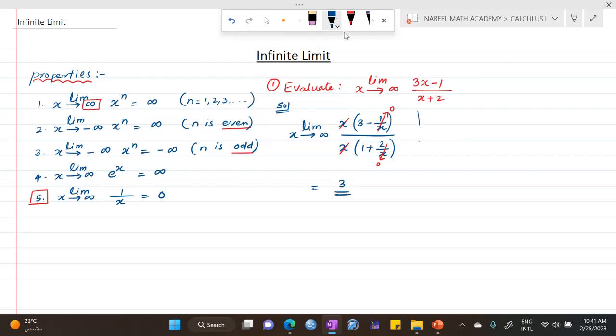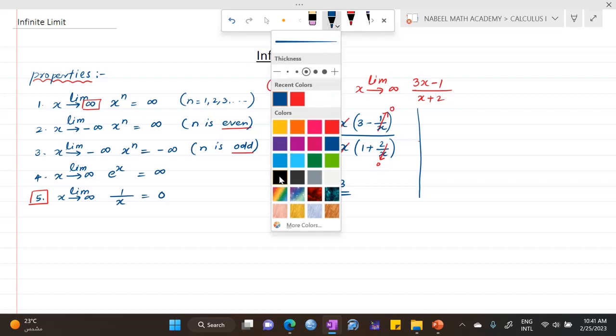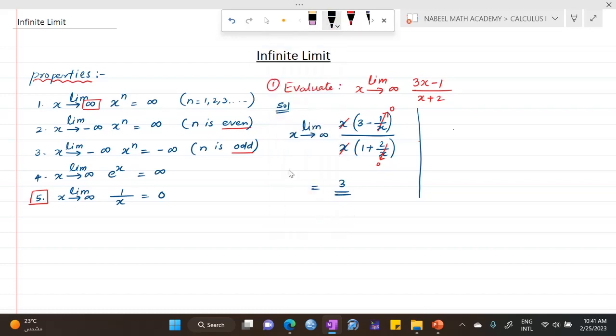Now there is a shortcut method that we can apply here. There is another method: take the highest power of x in the numerator divided by the highest power in the denominator.